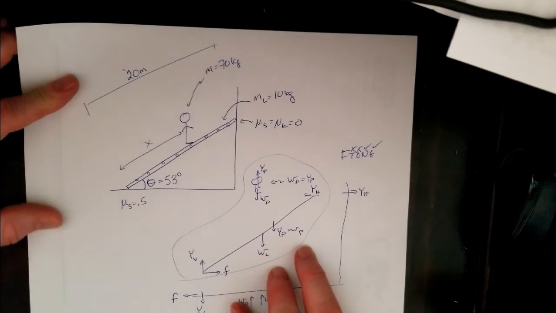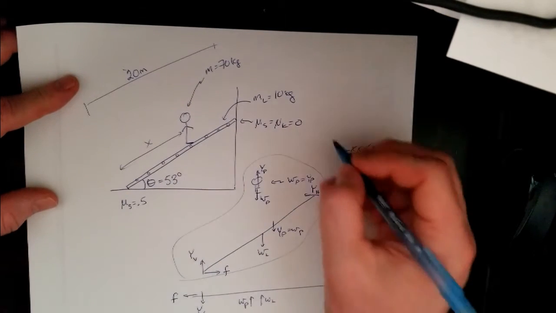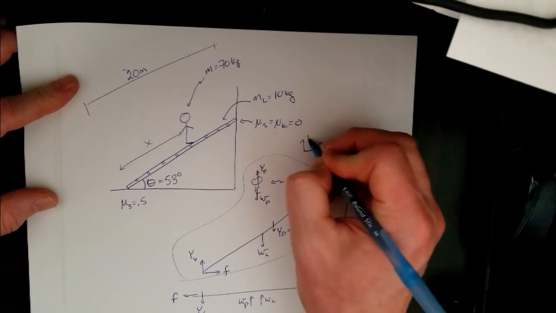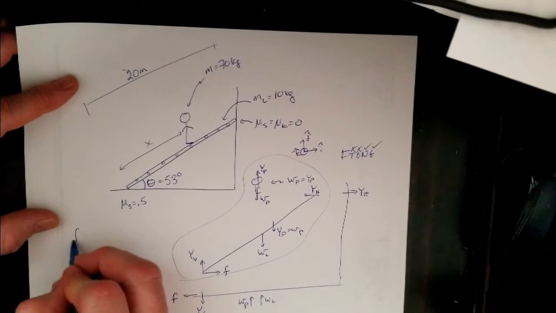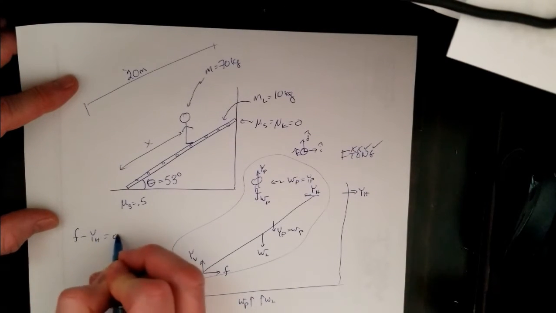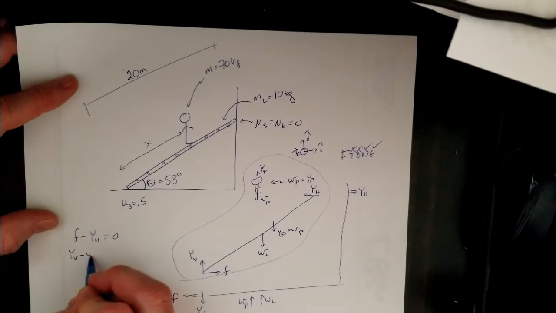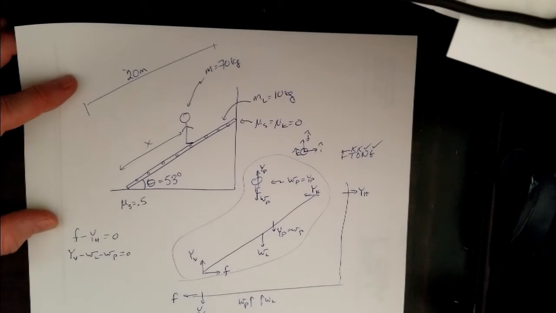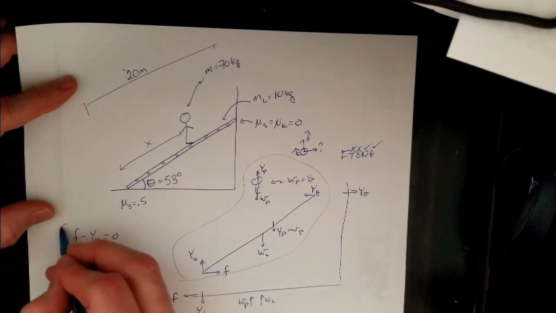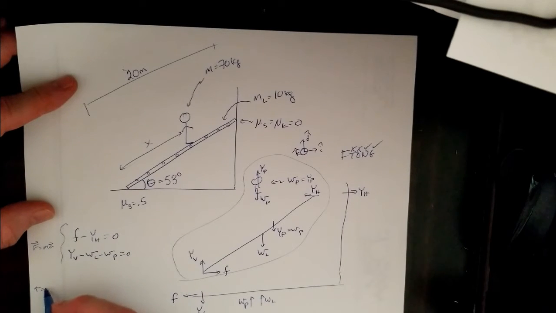Now we'll come up with our equations of motion here. We'll set up our coordinate system, i hat, j hat, and then a right-handed coordinate system, k hat. So I have F minus y sub h equals 0. I have y sub v minus weight of ladder minus weight of person equals 0. That is based on F equals ma. And then I have my torque equation. Now we have torque is equal to I alpha.